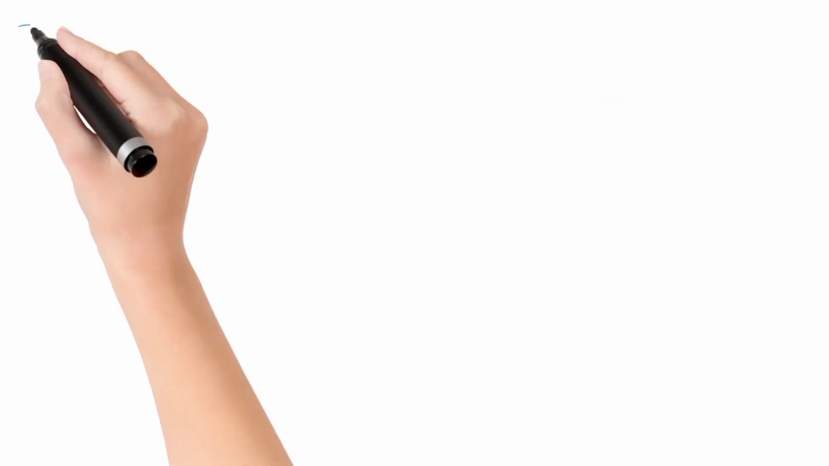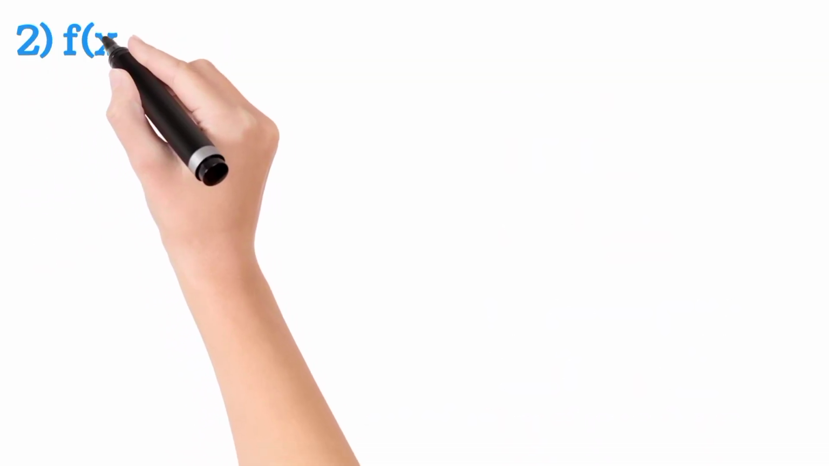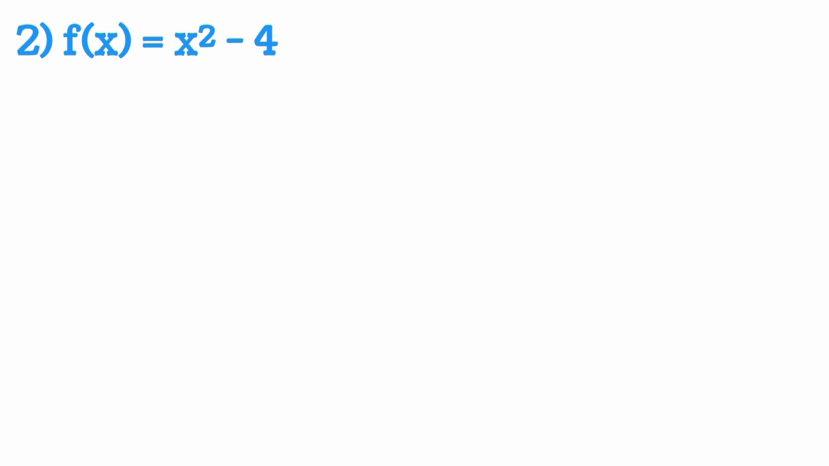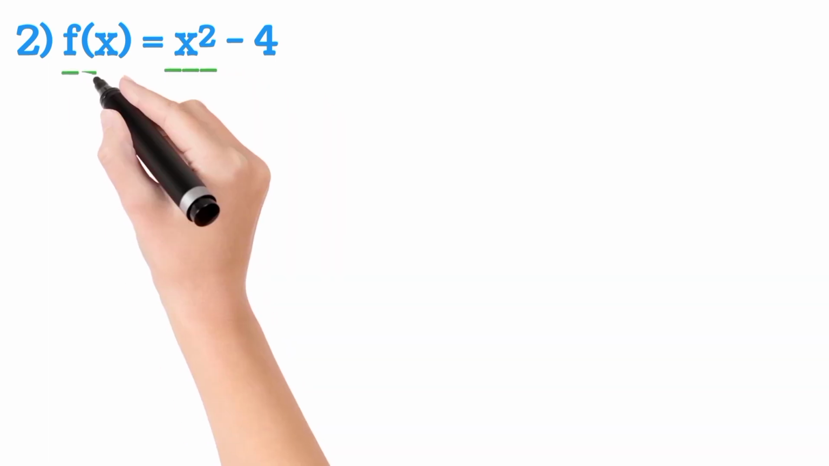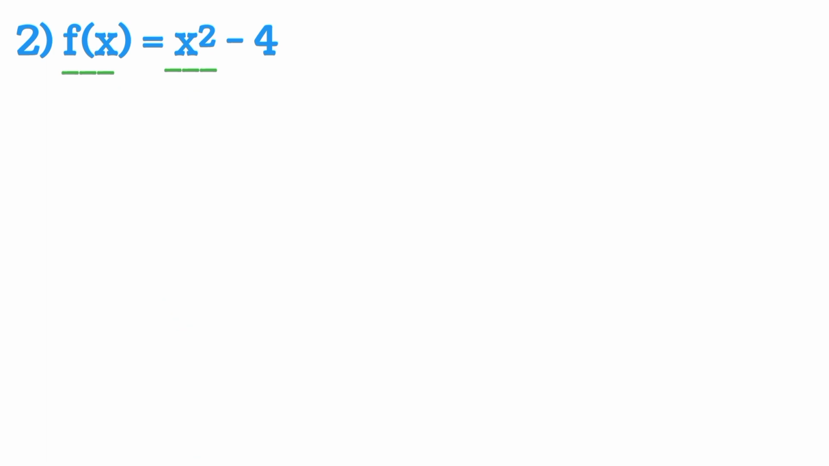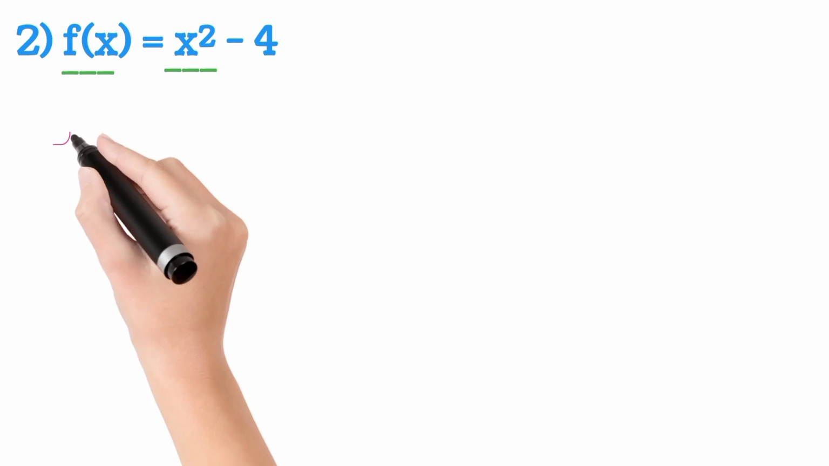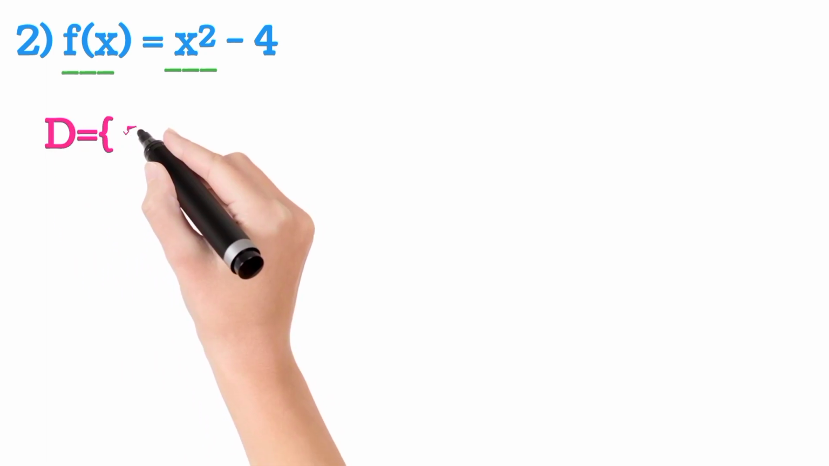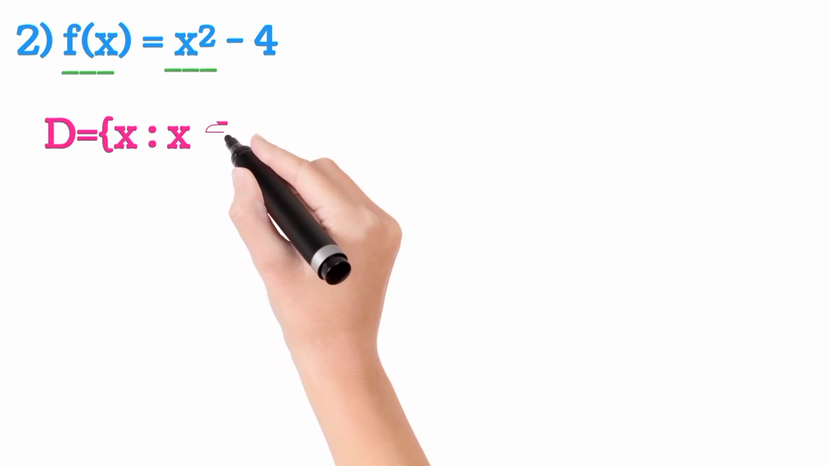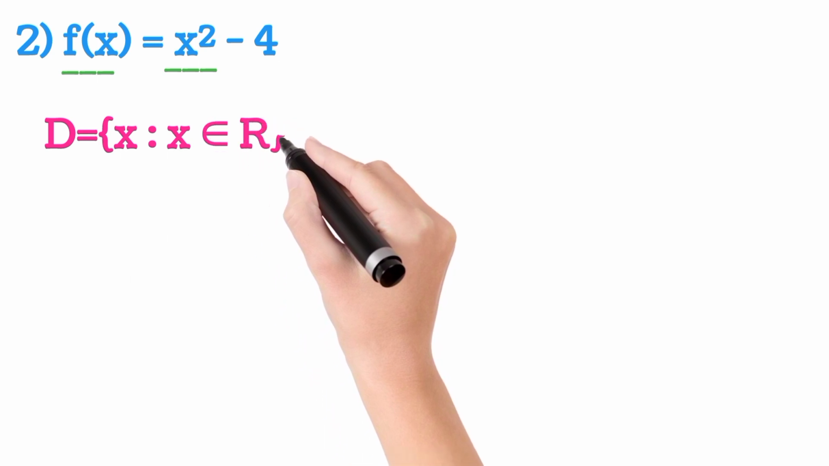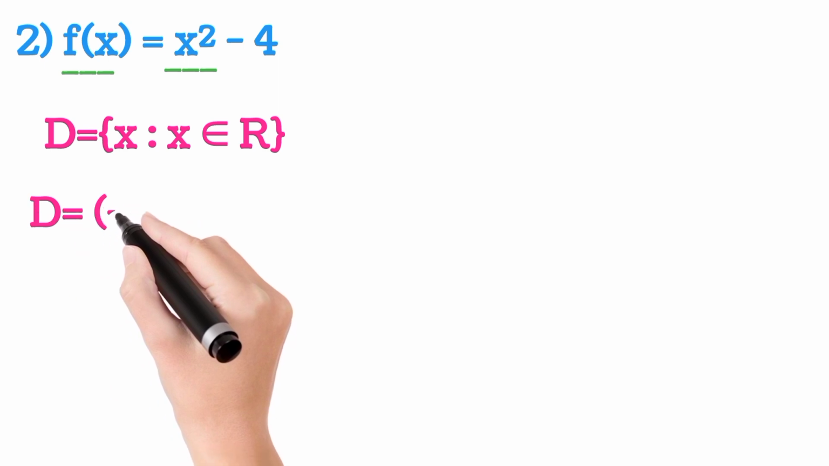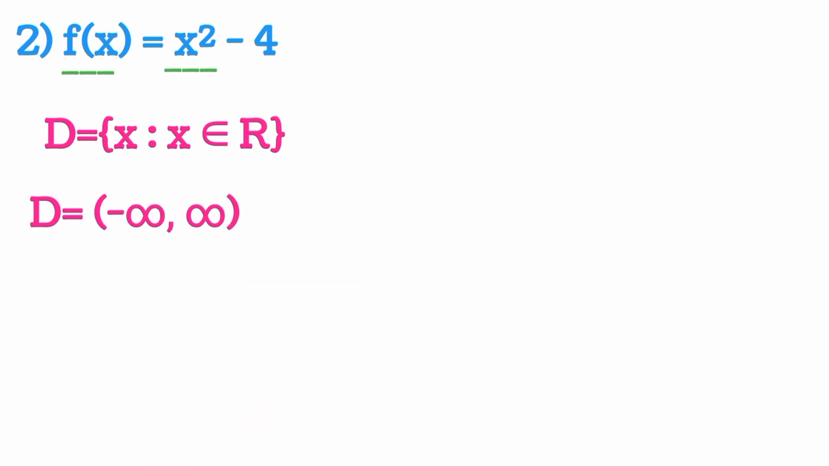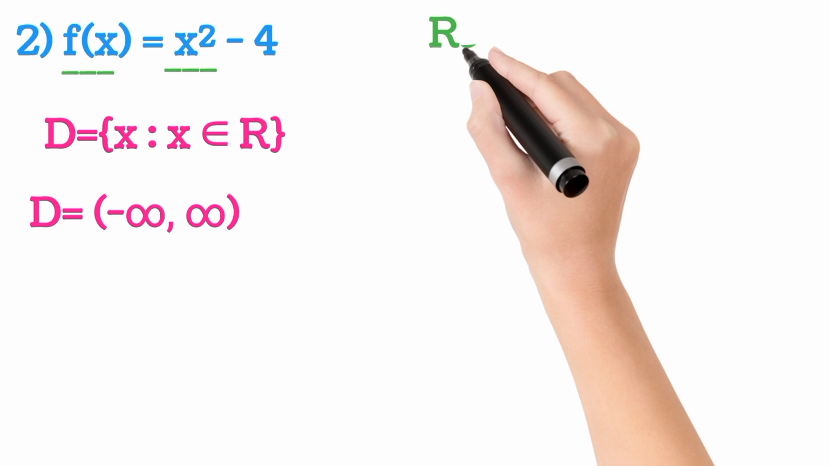Now the second question is f(x) = x square minus 4. Here x is a square term, so f(x) will be defined for every value of x. So the domain of the function will be x such that x belongs to R. Also D = (minus infinity, infinity), that is the set of all real numbers.